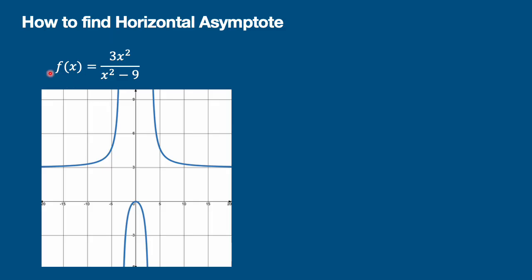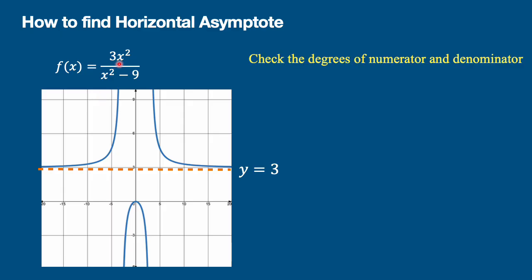Another case, guys. This is f of x equals 3x squared over x squared minus 9. Where is the horizontal asymptote line? Did you find it? This one is the horizontal asymptote line. That's going to be y equals, can you see, 3. Y equals 3. How do we find y equals 3 algebraically? I said check the degree of the numerator and denominator. What is the degree of the numerator? 3? 2. I'm sorry, guys. That's the coefficient. Degree is 2.